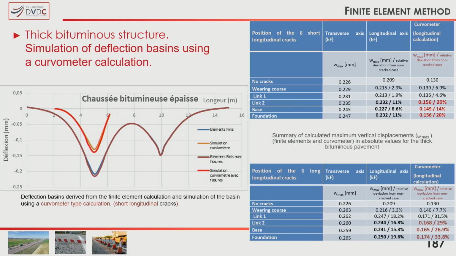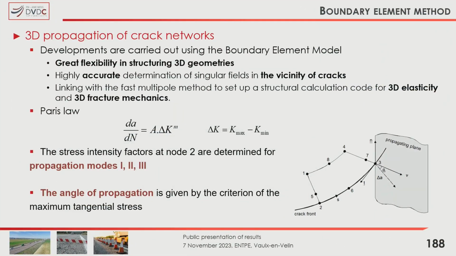For the asphalt structure and for flexible surfaces, we had about the same level of sensitivity. We also then looked at the propagation of crack networks in a 3-dimensional way. This was done with what we call the frontier method.